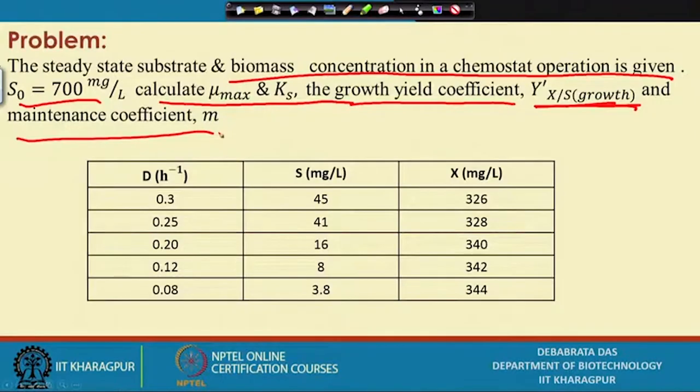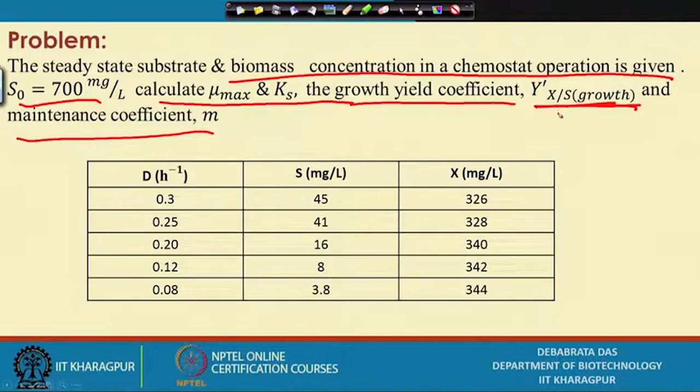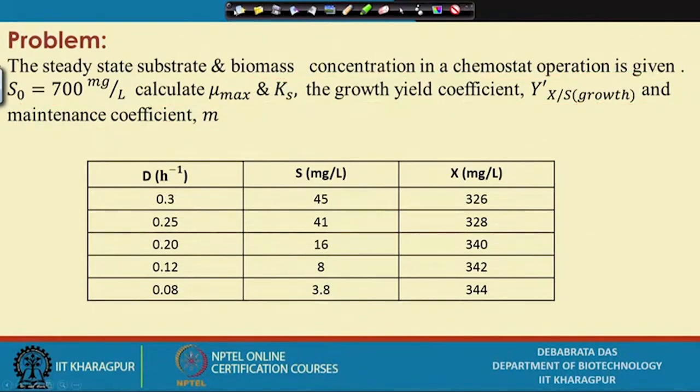But you know that a part of the substrate also goes for the maintenance of the cells, and a part goes for the product formation also. But when we consider the true growth yield, then the substrate only goes for the cell mass formation, because it is not used for maintenance or product formation. That is called true growth yield. So the question is how you can calculate the true growth yield and the maintenance coefficient, which we have not discussed yet. Let us see how we can solve this.